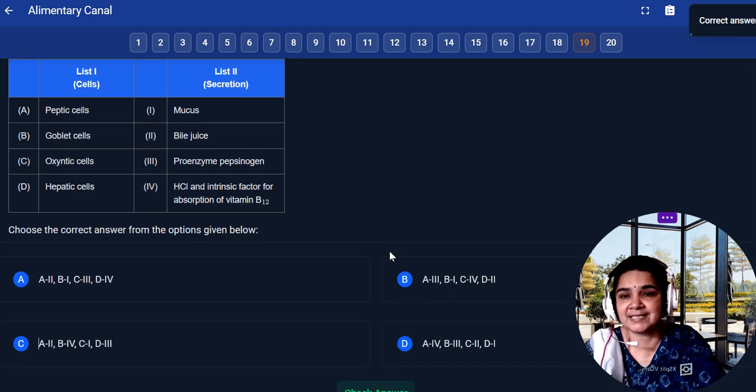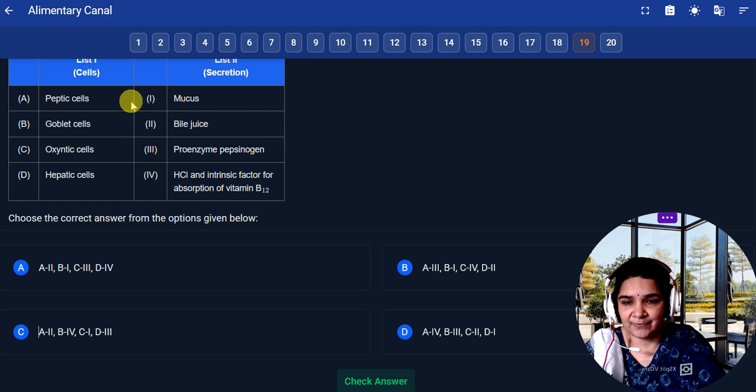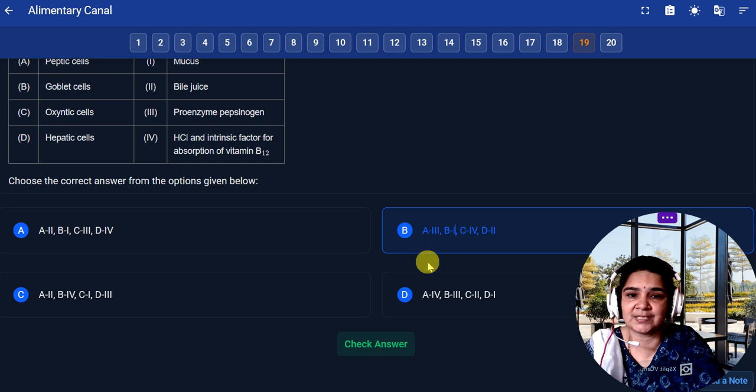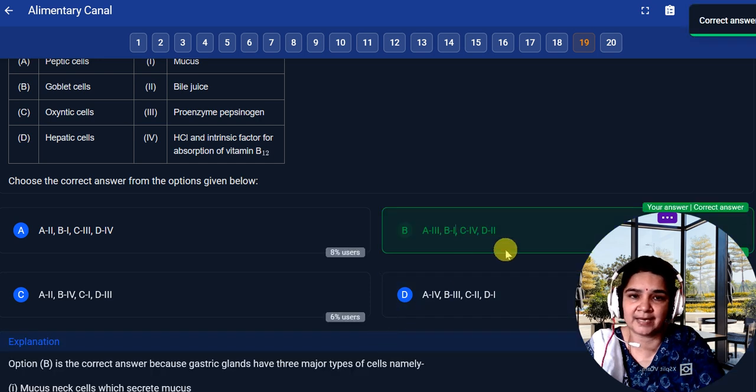So let us match this. Peptic cells. We know that the peptic cells secrete proenzyme pepsinogen. Goblet cells, they secrete mucus. Oxyntic cells secrete HCl, and hepatic cells produce bile juice. So A is 3. And goblet cells B is 1. Okay. C is oxyntic cells, they secrete HCl. So this is our correct option. Yeah. Next.